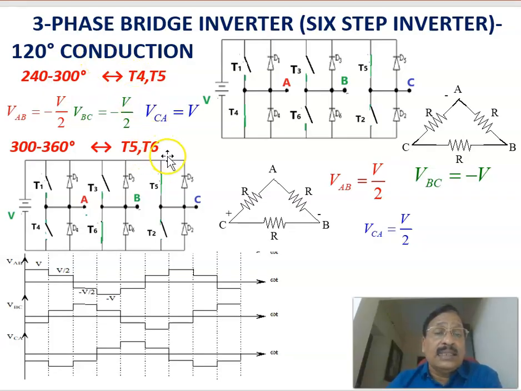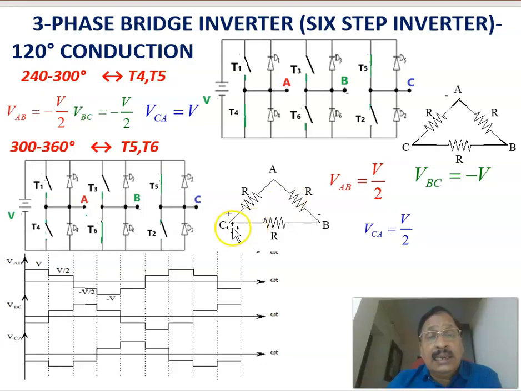For T5 and T6, T5 from the positive and T6 from the negative side. For the positive side, C is plus, and on the negative side, B is disconnected to B. B is negative. C is plus.